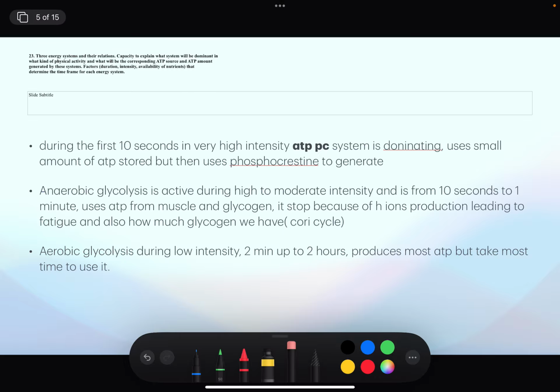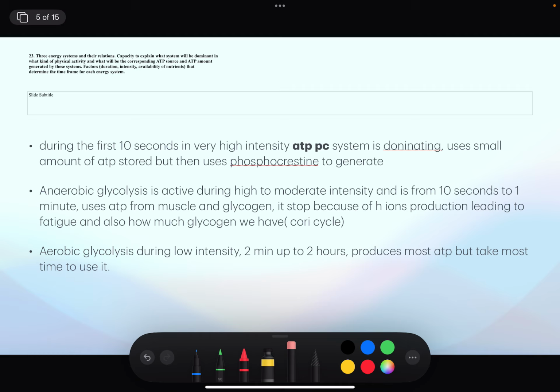Okay, so with the three energy systems and their relations, we should explain right now which three sources of energy we have during exercise. And these three sources are basically the ATP-phosphocreatine system, which dominates in the first 5 to 10 seconds, and basically uses the ATP stores in our body, which decrease at this point. Also, it uses phosphocreatine to generate energy during this system, and I will be explaining soon how it does that.